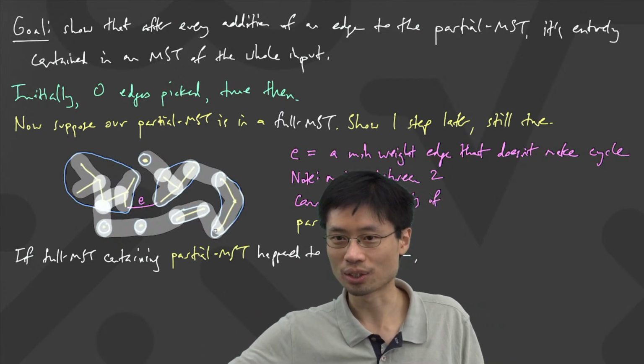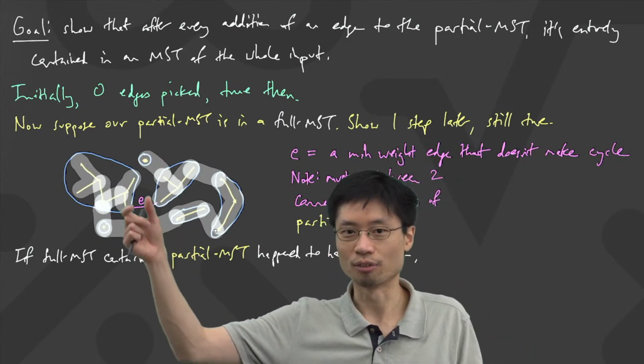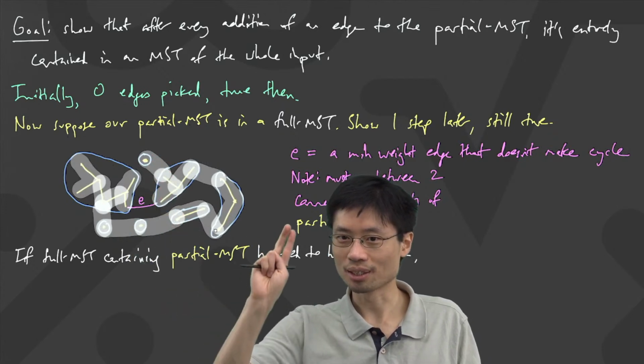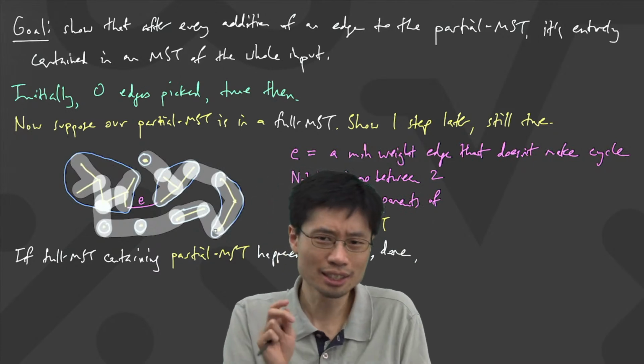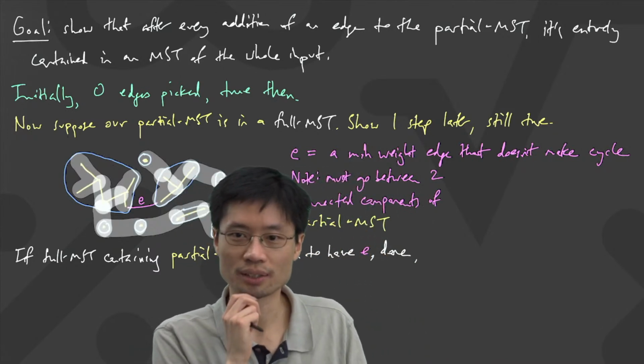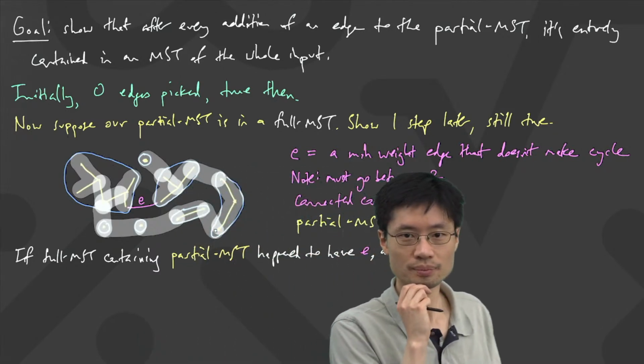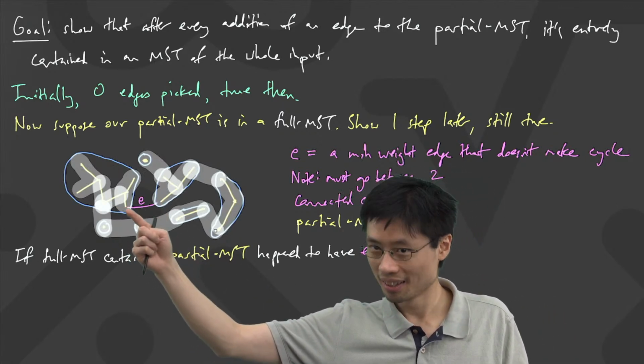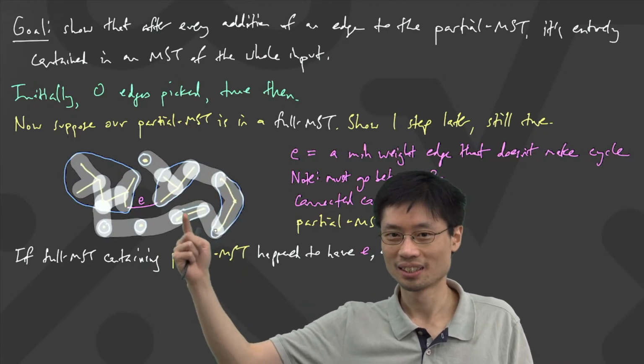How can we make sure that I don't make the mistake of swapping the wrong edge for E? Like what's a right edge? And this is the slightly tricky piece in this proof. Sean. Is it like if you take E, you create a cycle, and then you pick any edge along that cycle?